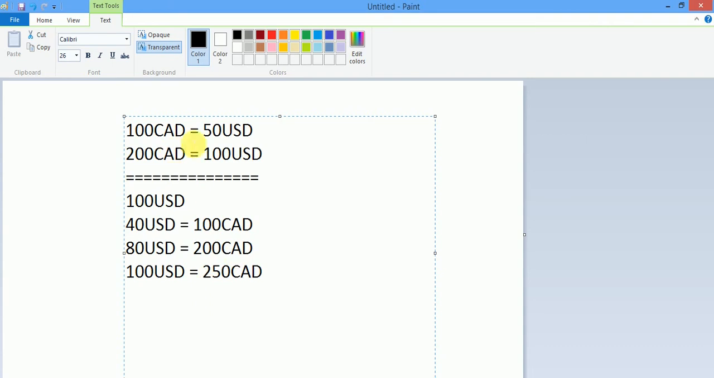Because initially 100 Canadian dollar will give you 50 US dollar. But this time around, 100 Canadian dollar now gives you 40 US dollar, showing that the US dollar has gained value. And Peter has US dollar. So converting his 100 US dollar back to Canadian dollar, he's getting 250 Canadian dollar. That is making a profit of 50 Canadian dollar.